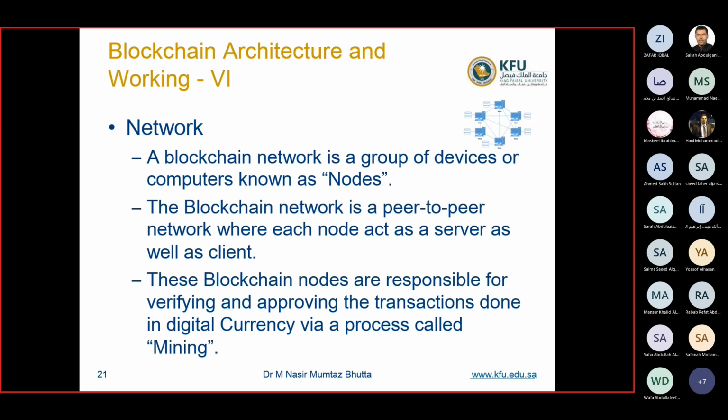So in the blockchain, a network consists of a group of devices or computers, which are known as nodes. You can see in this small diagram that every node is linked with every other node. So this is how the network of the blockchain works, that this blockchain network is a peer-to-peer network. And it is different from server and client.